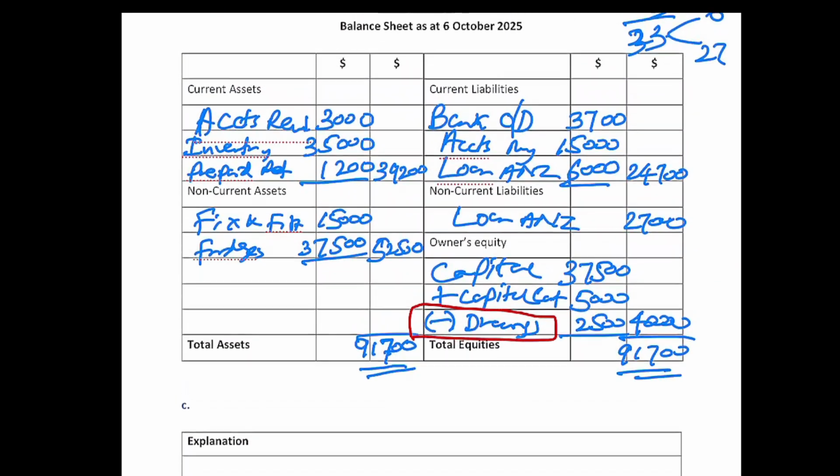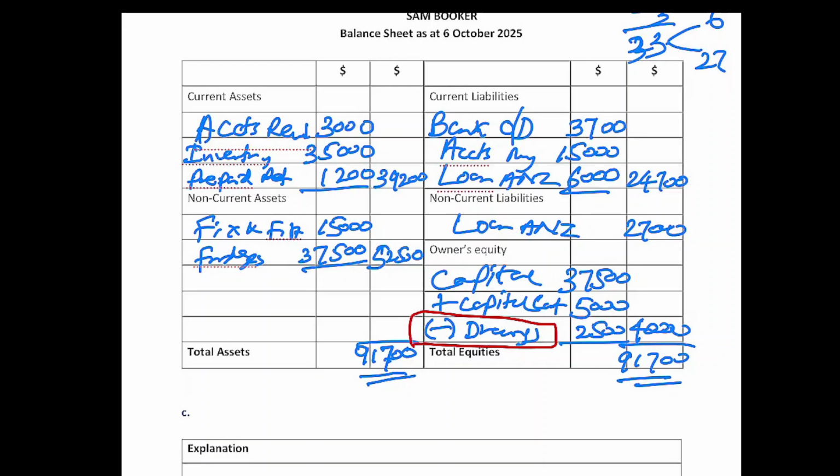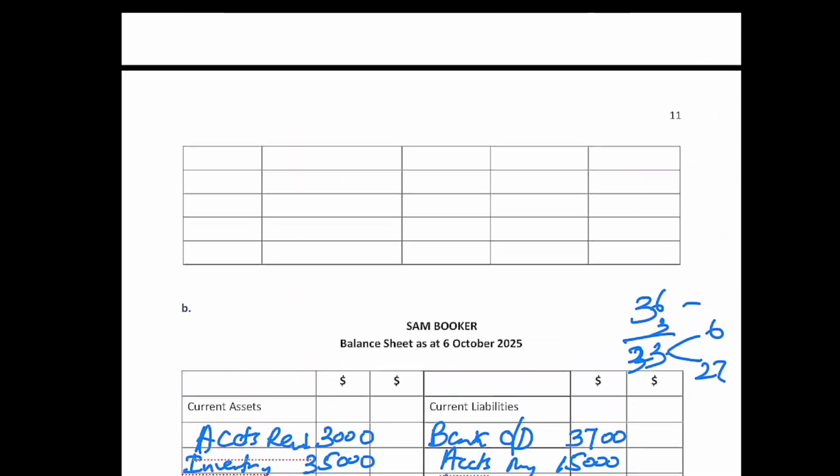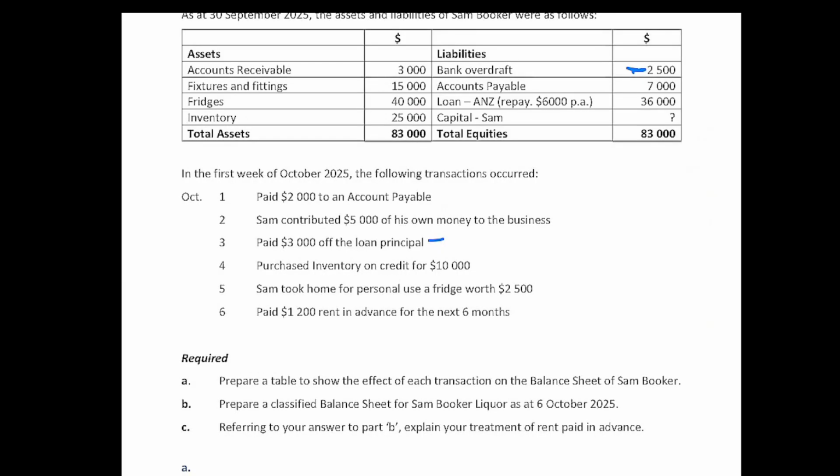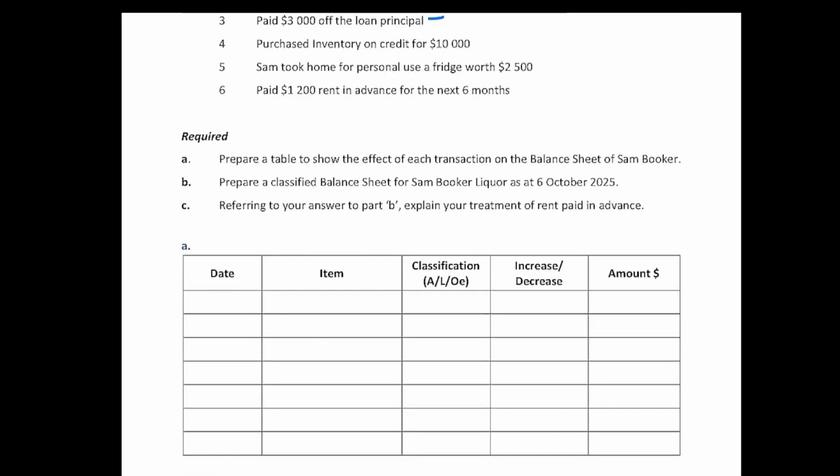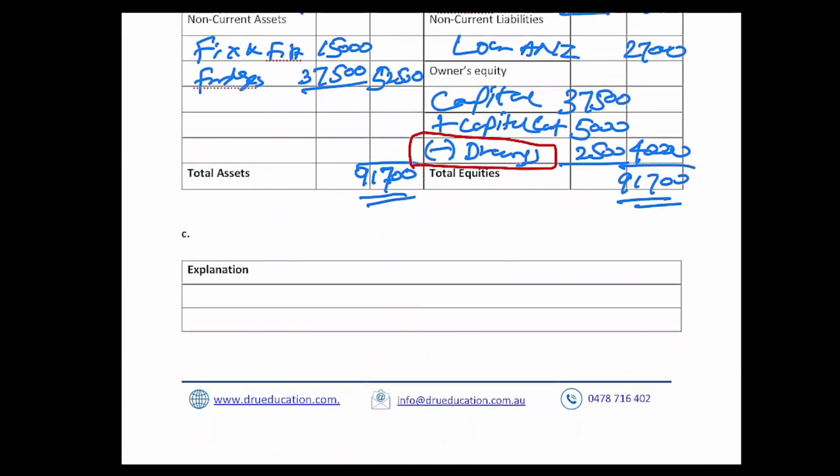Any questions with this? Everybody is okay? Riya? Tristan? Good. Yeah. Are you okay with part C? What is part C? Explain your treatment for the rent paid in advance. How do you write it?